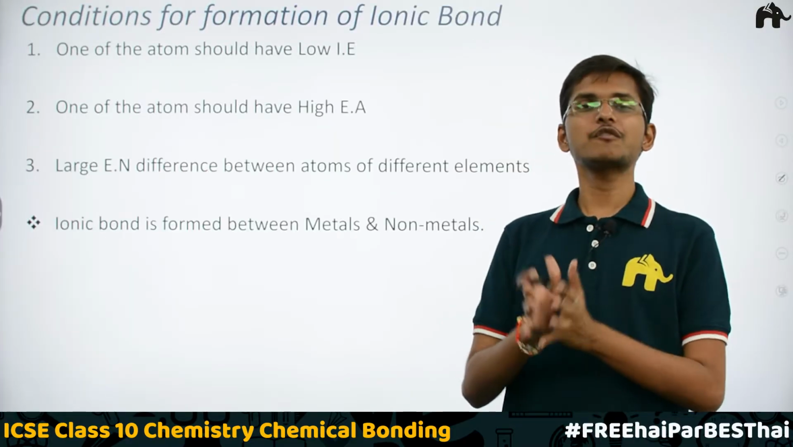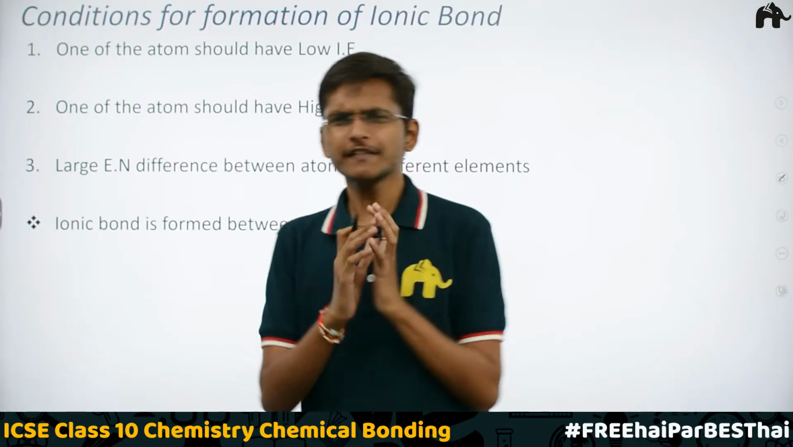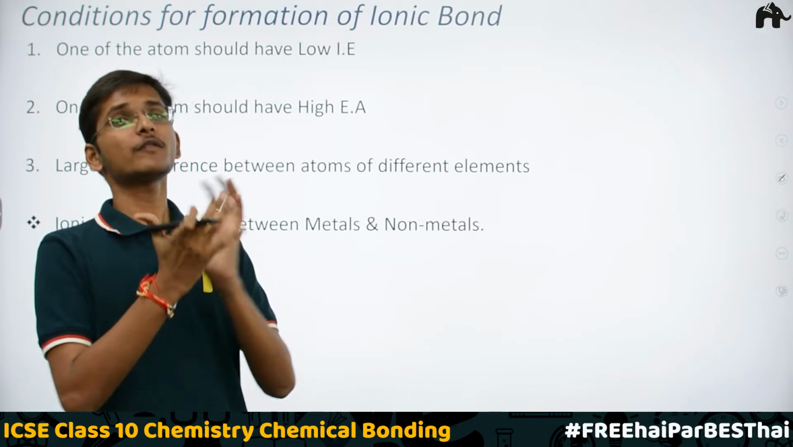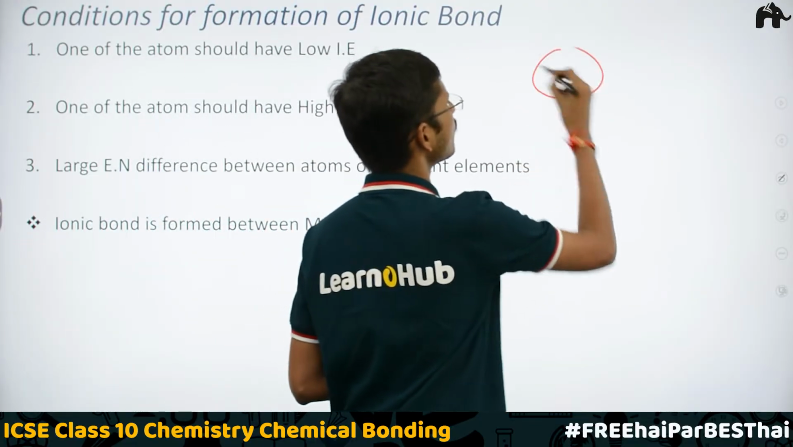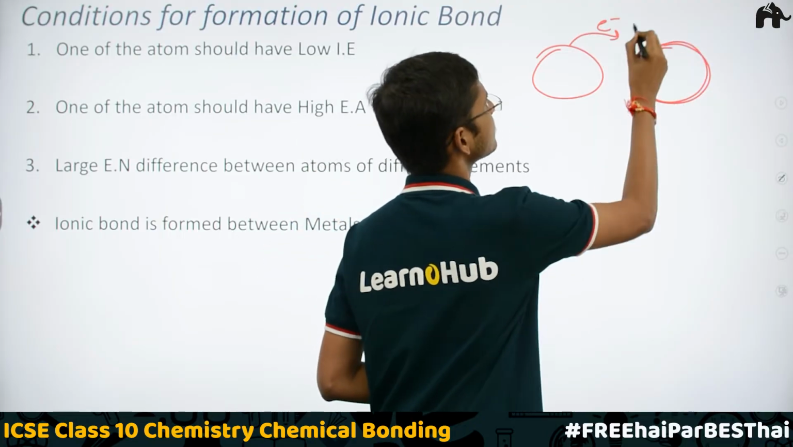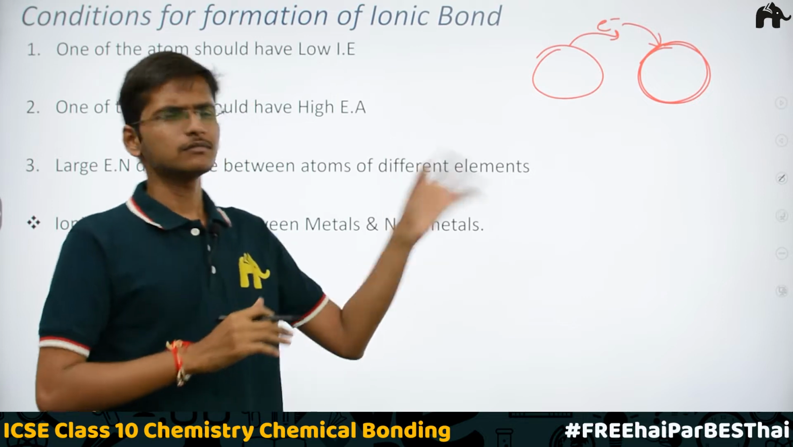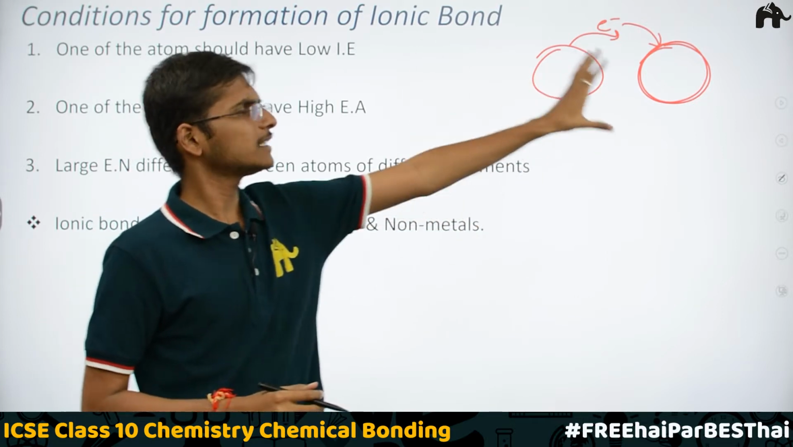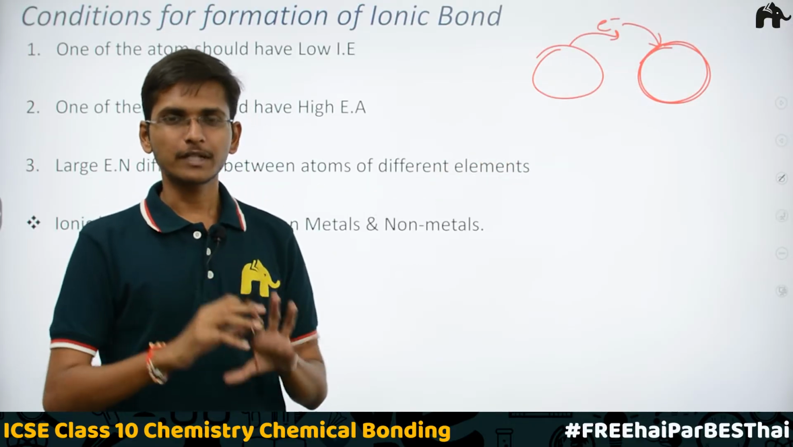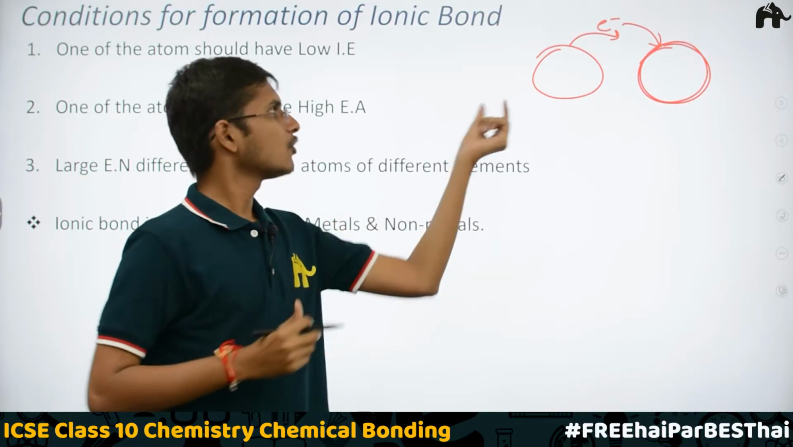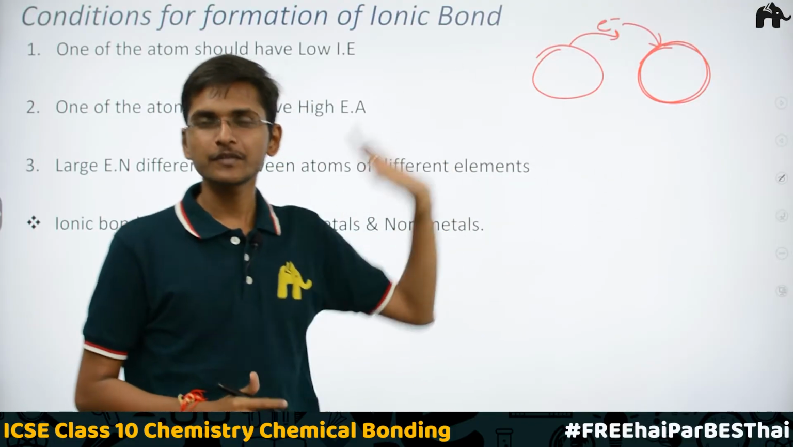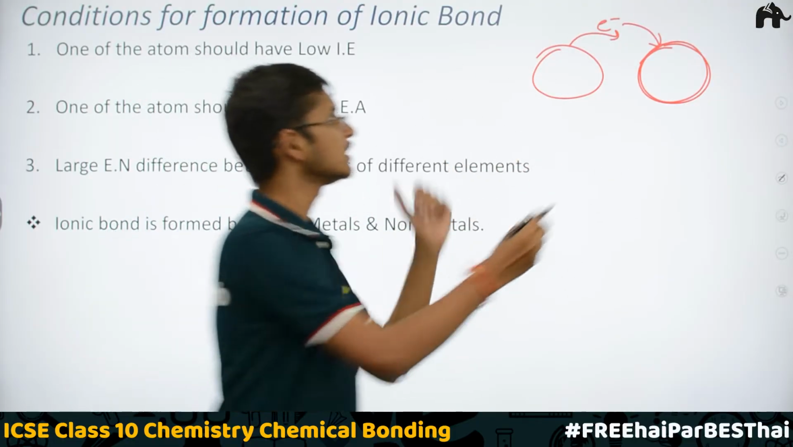Now let's see the conditions for the formation of an ionic bond. Very simple conditions. There are 3 conditions, and we can remember them with the help of the concept of the ionic bond itself. We know what happens when the ionic bond is formed. One of the atoms loses the electron and another atom gains that very electron. It may lose 1 or more electrons and the other atom gains 1 or more electrons. It depends on the compound which is getting formed, but the main concept is that one atom loses the electron, another atom gains the electron, so there is an electron transfer, and after this electron transfer the ionic bond is formed.